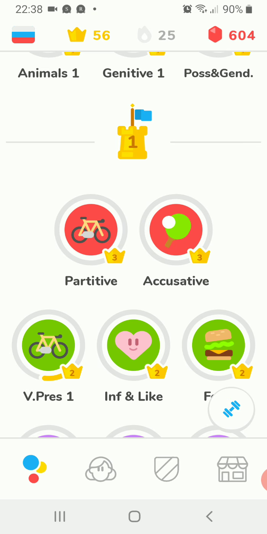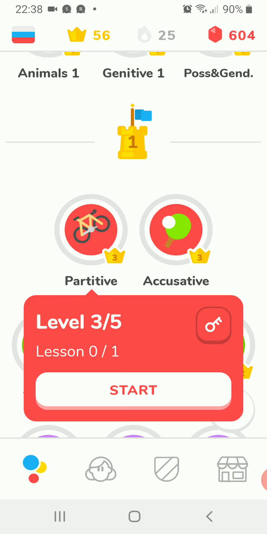Today we're just going to learn some more Russian things, grammar and vocabulary. So, partitive, and let's see what it's all about. 34 hours, so that was too quick. I couldn't read the text, but translate this sentence: a glass of water.